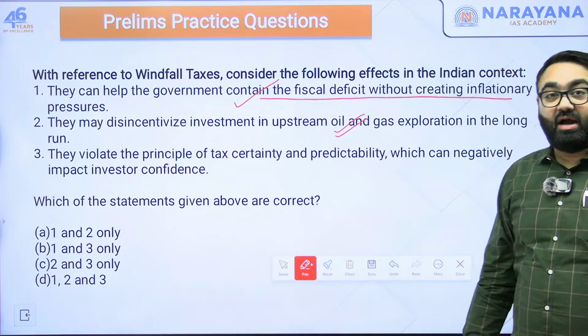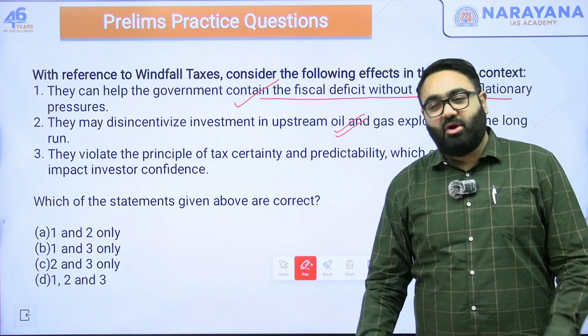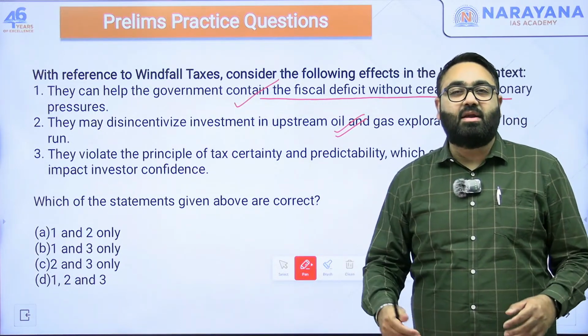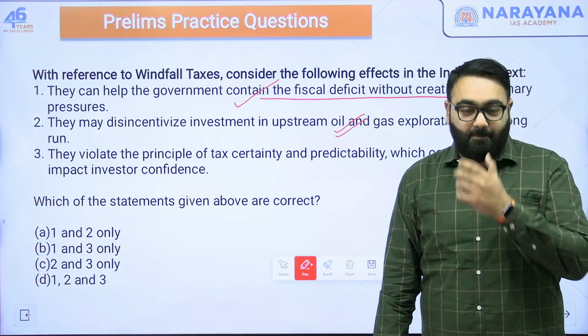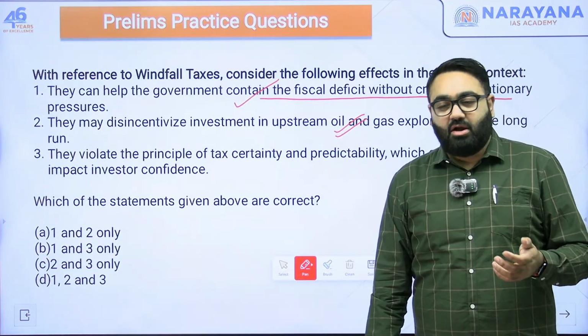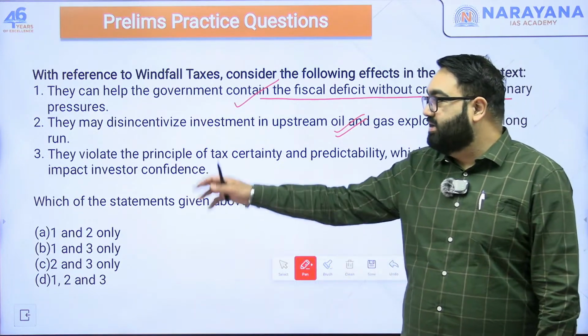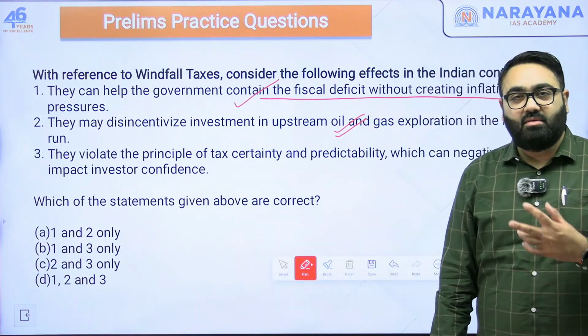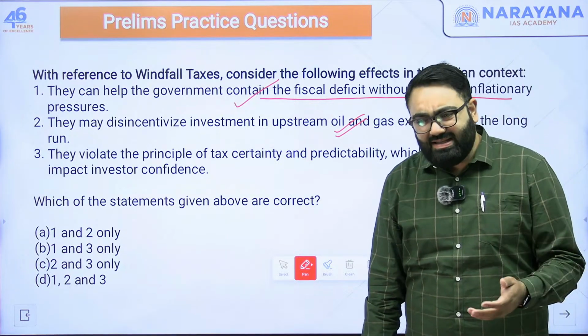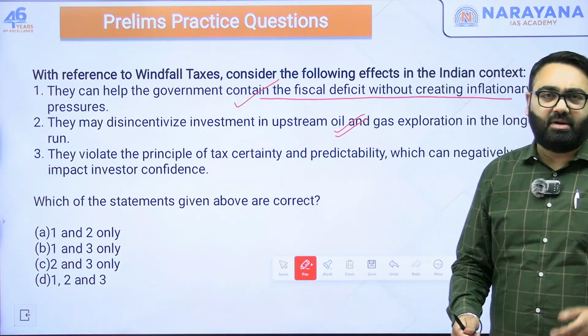This was an argument against windfall taxes, that you are discouraging the investors from coming in and putting in their money. Because when the companies or the investors know that the government will not allow you to make a large profit, when the government thinks your profit is going way beyond, they will have a share of it. It will disincentivize investors from coming in.